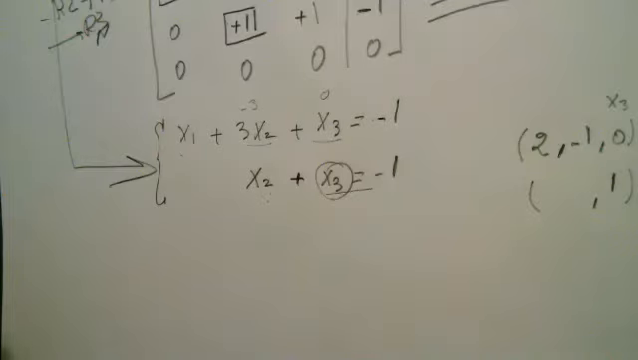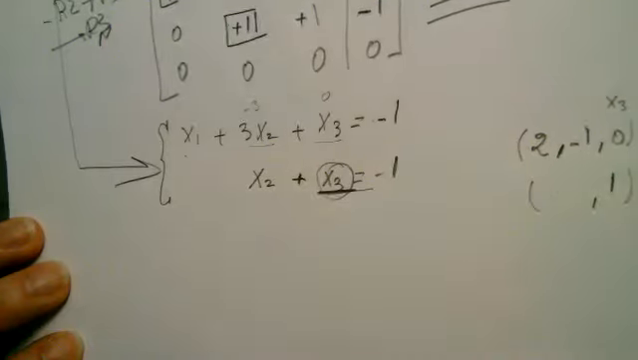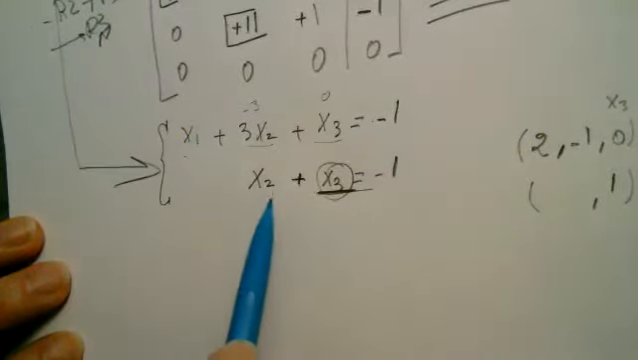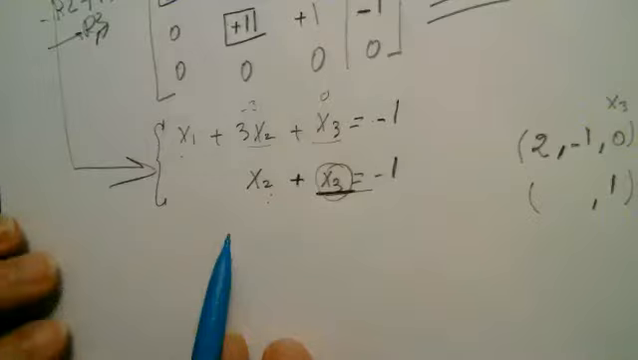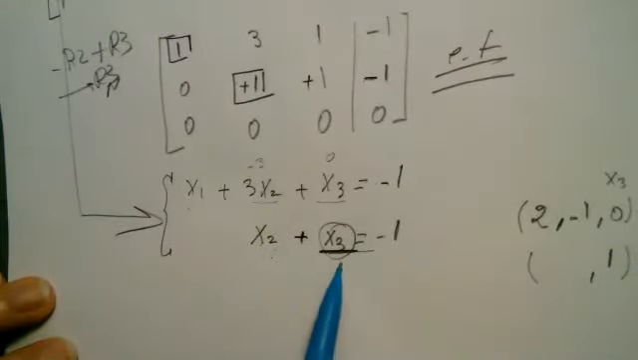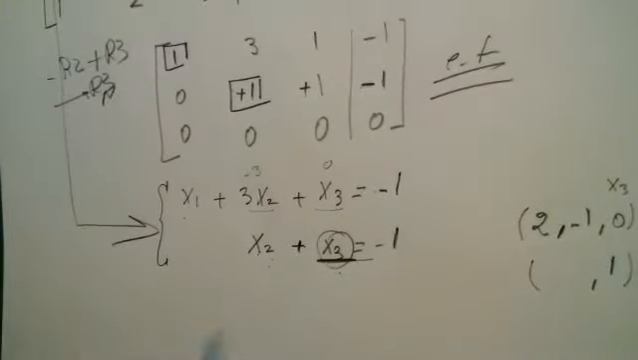But we need a little bit of terminology. So we're going to call x3 a free variable. We will call x1 and x2 basic variables. So x1 and x2 will be basic, x3 will be called a free variable. Which one will be basic and which one will be free? The idea is the following.